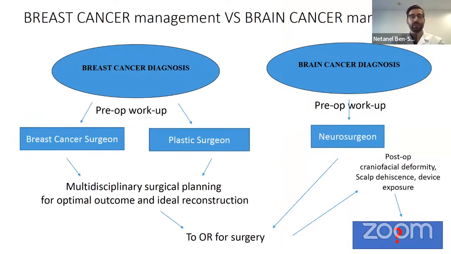And if you take a female, God forbid, with breast cancer, she'll see the oncologist and she'll see the plastic surgeon in the same sitting, and then they will formulate a plan to take out the tumor and reconstruct her breast. But when a brain tumor patient is diagnosed, he'll see the neurosurgeon who will schedule surgery. But then if there are any issues after the surgery, like deformities, temporal hollowing, scalp dehiscence, device exposure, where is this patient going now? That's a question mark.